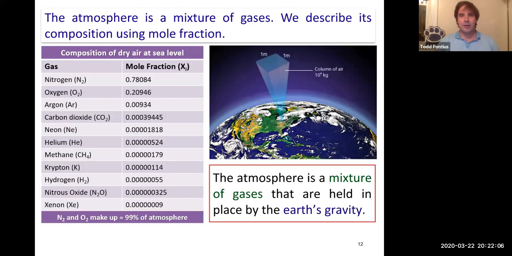So the atmosphere is a collection of gases that are held in place by the Earth's gravity. And here we have an extensive list of the makeup of the atmosphere. Nitrogen, again, is most of the atmosphere, 78% of gas in our atmosphere is nitrogen, then oxygen, and then the other ones are a lot more trace. So argon, carbon dioxide, neon, helium, et cetera, et cetera.